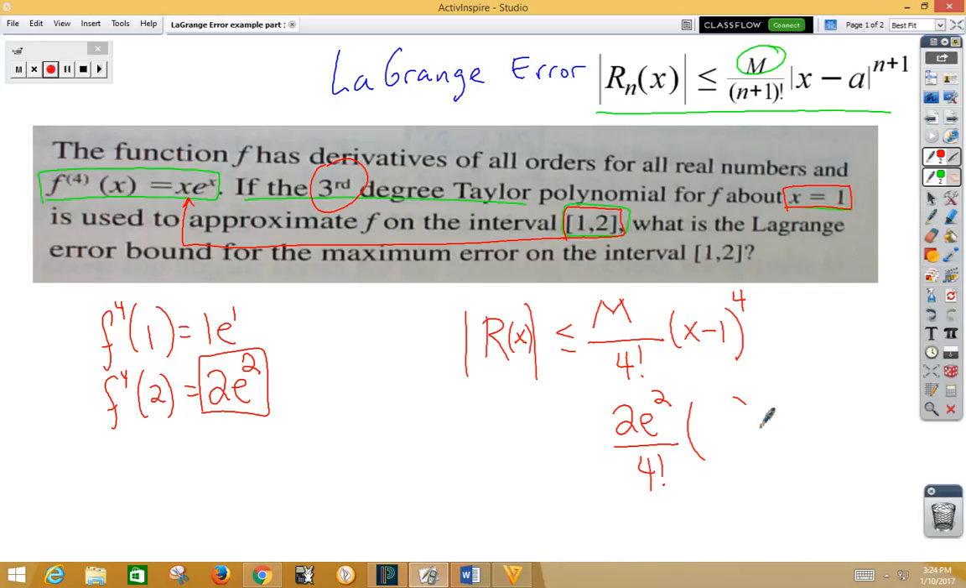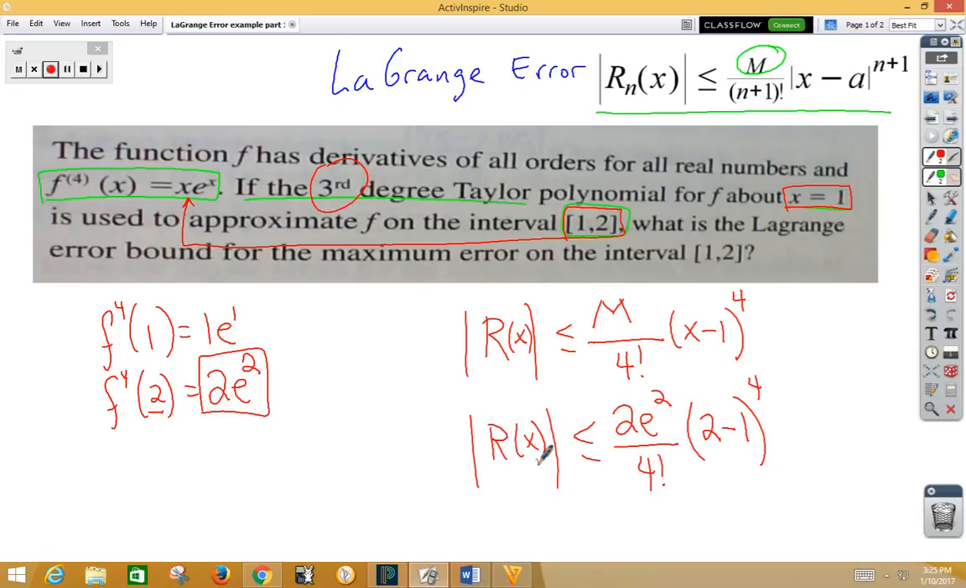Well, clearly 2e squared is larger than 1e to the first, so M is going to be 2e squared, over 4 factorial. Now the value for x, where our error was largest, was at x is 2. So we're going to have 2 minus 1 to the fourth power. And our error is going to be smaller than that, plus or minus.